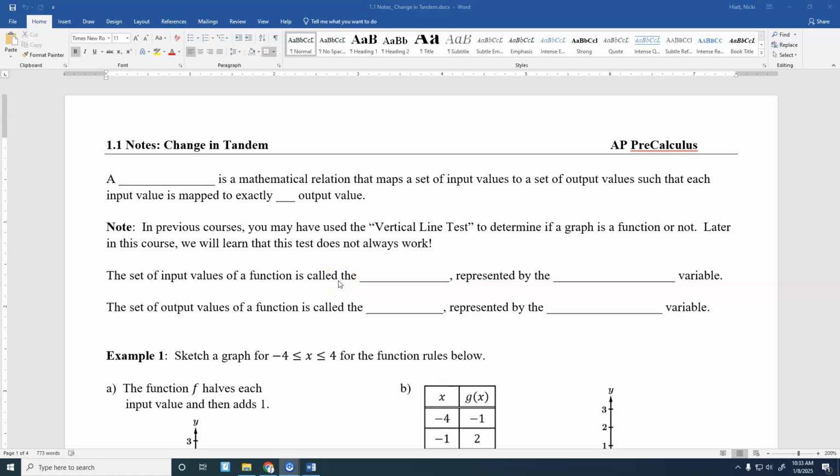Right, so today we are going to talk about change in tandem. What's that word tandem mean? It's not a word that we typically use a lot. Okay, in relation, that's good. You might think of a place you've heard the word tandem. Oh, you're right, skydiving.